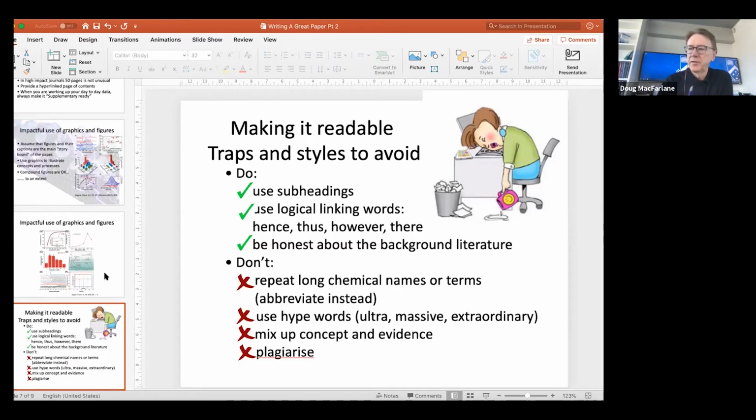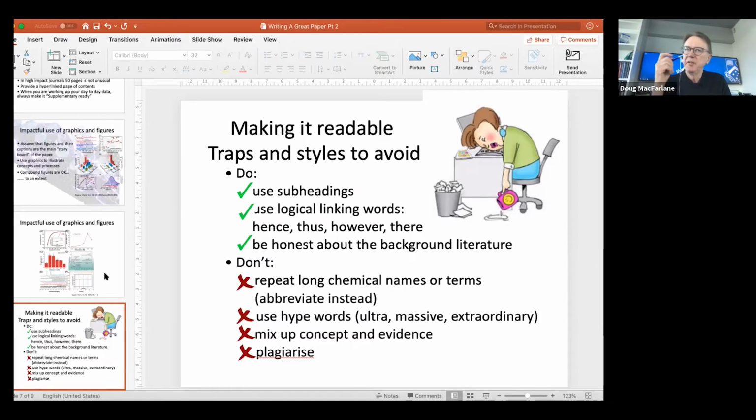So you can frame up a paper with the subheadings in place first, write beneath them, and then later you might decide, or one of your co-authors may say, hey, I actually don't need these, but they rarely do any harm. Use them. Use logical linking words within a paragraph.